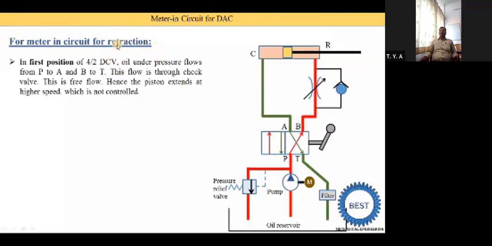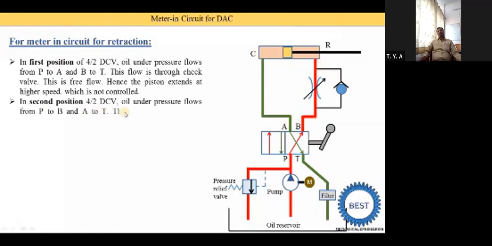Okay, so in this circuit we are only able to control the speed during the extension stroke. Now in this retraction circuit, in the first position, right now you see this image for the second position. In the first position, oil flows from P to A and B to T. It means oil is directly supplied from the A port to the C port, and return oil is passed through this check valve. It is a free flow and we are not able to control the speed, and the piston extends at a higher speed which is not controlled.